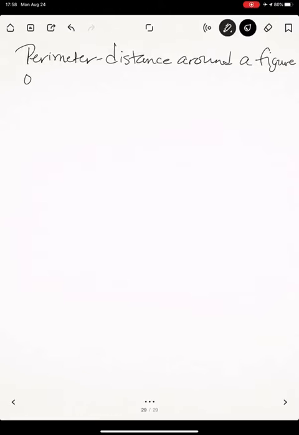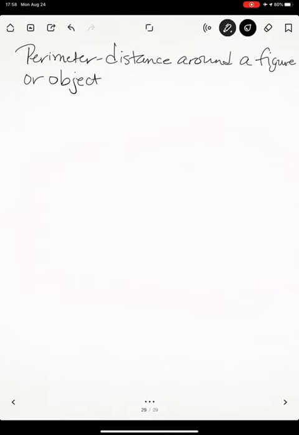Let's start with perimeter. So remember that perimeter is the distance around a figure or object.